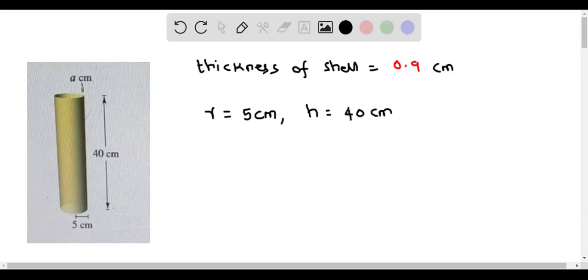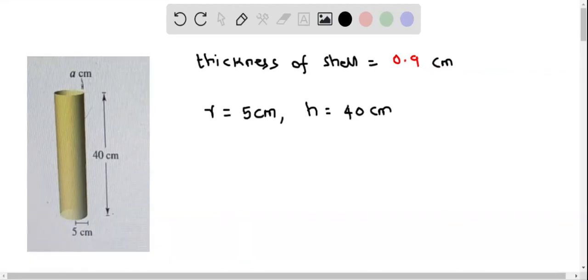Okay, here we have a cylindrical cell with radius r equals 5 centimeter, height equals 40 centimeter, and the thickness of the shell is given as 0.9 centimeter. So this basically represents the dr quantity. So first we will write the volume of a cylinder, which is given by V equals pi r squared h.